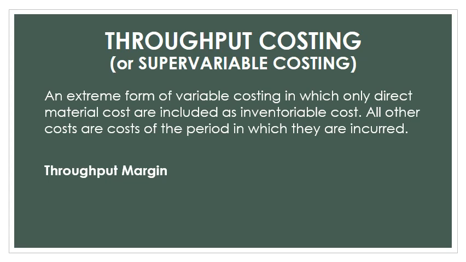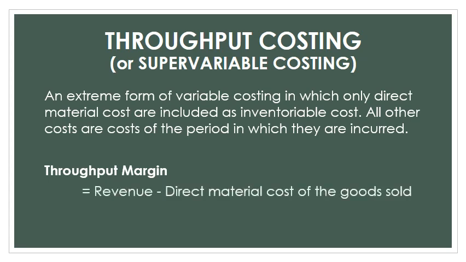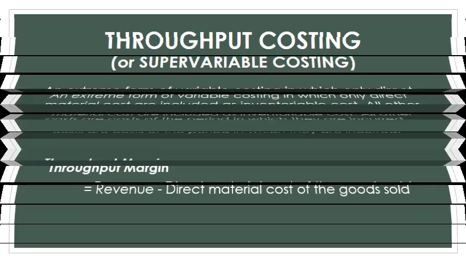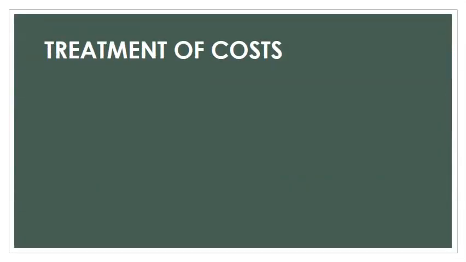So, kung kukunin natin yung throughput margin, revenue or yung sales, less the direct material cost of the goods sold. So, yun lang yung magiging computation natin. Kung magkano lang yung total direct materials, yun lang ang ilalabas natin sa revenue or sales to get the throughput margin. Ito yung mga makaka-encounter natin sa pag-compute ng net income or net profit.